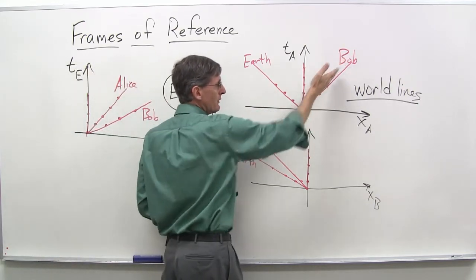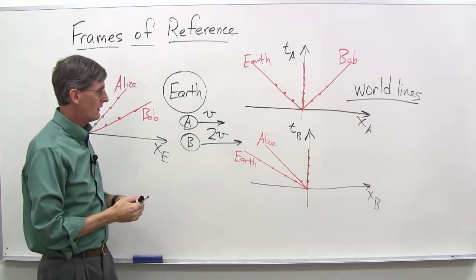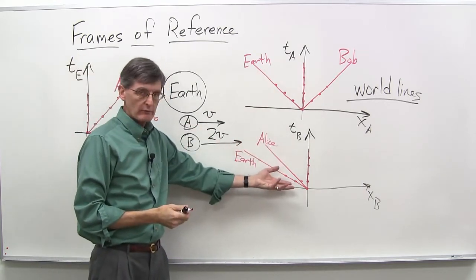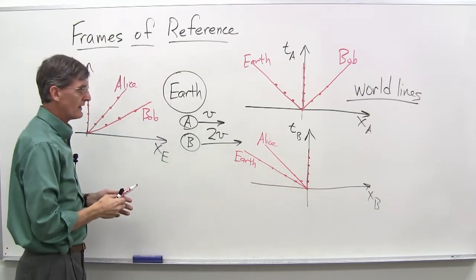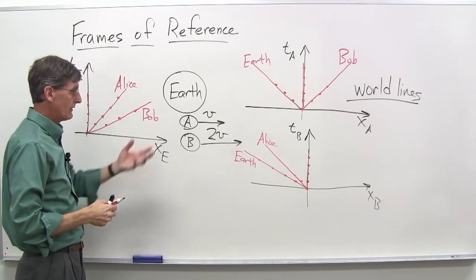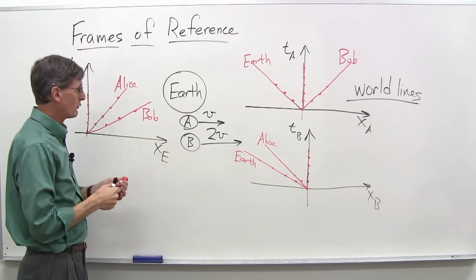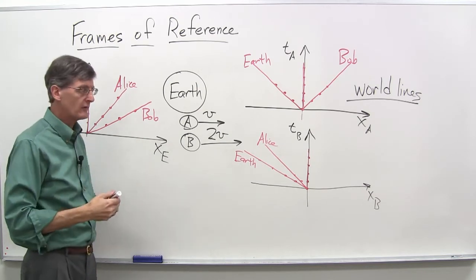We've got the world line of Bob from Alice's perspective, the world line of Earth from Alice's perspective, and the same way for Bob as well. We talk about Bob's world line from Alice's perspective, we talk about Alice's world line from Bob's perspective, and so on and so forth. A couple other things just to know about world lines and space-time diagrams if you haven't figured it out yet.